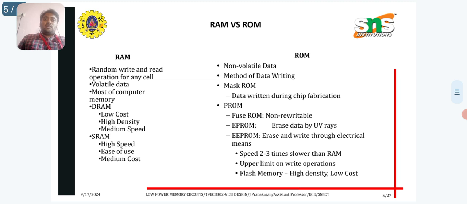RAM versus ROM. Random write and read operation for any cells is RAM. Non-volatile data is ROM, and RAM is volatile data. Most of the computer memory used is RAM. Mask ROM and PROM all come under the ROM. Dynamic memory and static memory come under the RAM category. Dynamic RAM and static RAM are RAM, while EPROM and EEPROM, that is erase and write through electrical means, come under the ROM.